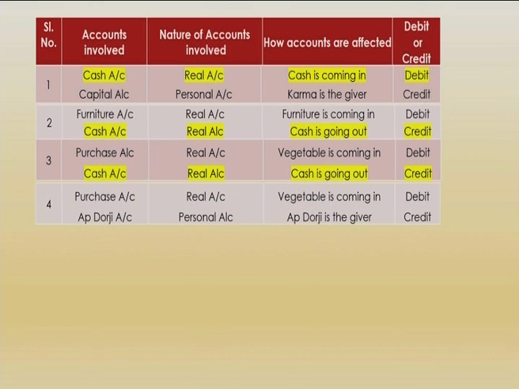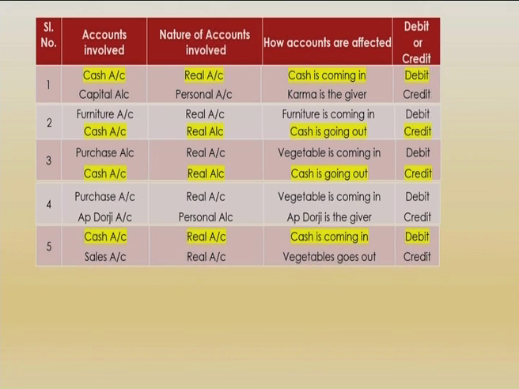Now the fourth transaction, he purchases vegetables from Abdoji on credit. Here purchases, like in the previous transaction, is a real account. Vegetable is coming into the business, so it has to be debited. Then Abdoji's name is reflected here because Abdoji is a personal account. He is giving vegetables to Mr. Tashi's shop, so we credit the giver. In a personal account, the rule credit the giver, debit the receiver applies here.